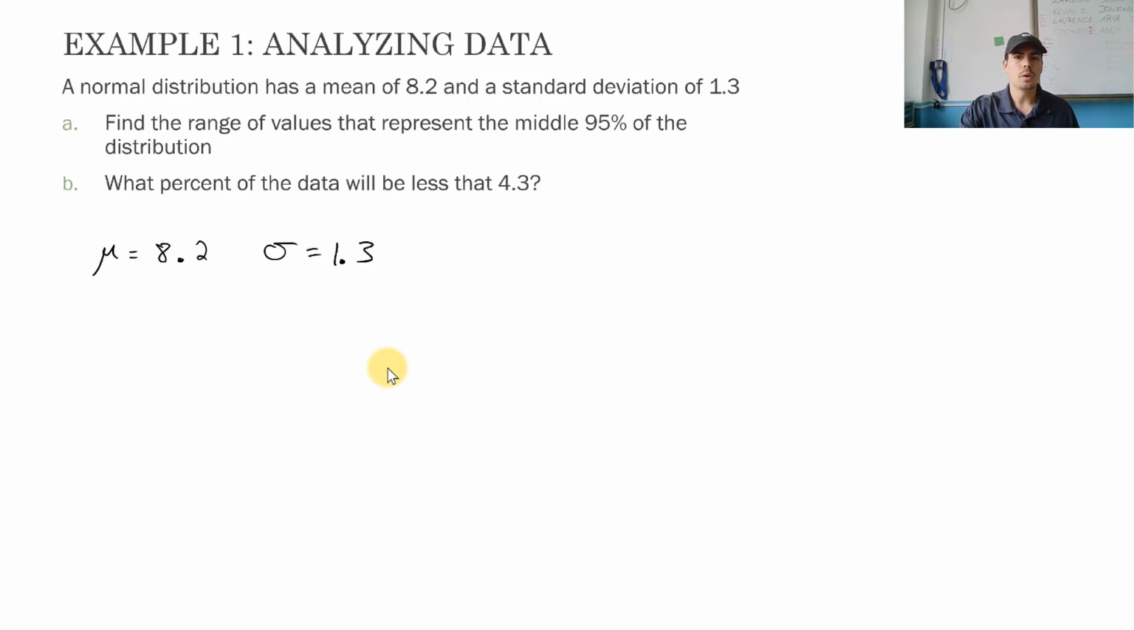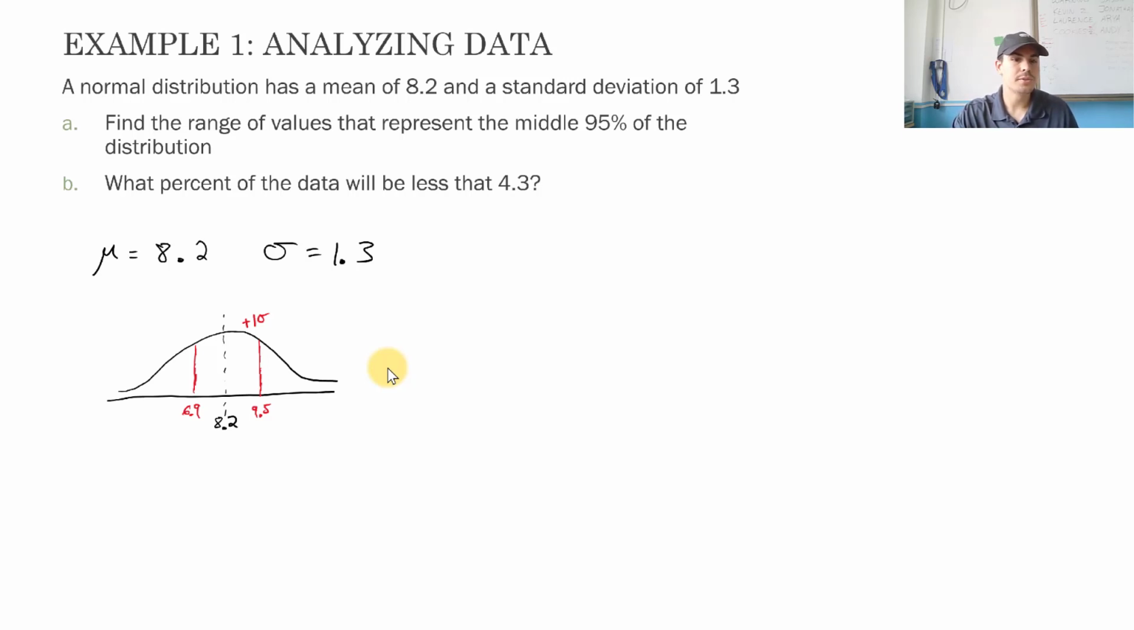So our mu, or our mean, is going to be 8.2, and our sigma value, or our standard deviation, is 1.3. So if I were to sketch out my curve here, this is a pretty bad curve, but that's okay, it'll work for our purposes. If I go one standard deviation in each direction, I'm going to start at 8.2, and then I'm going to add 1 sigma, which means I'm going to add 1.3, and that's going to give me a value of 9.5.